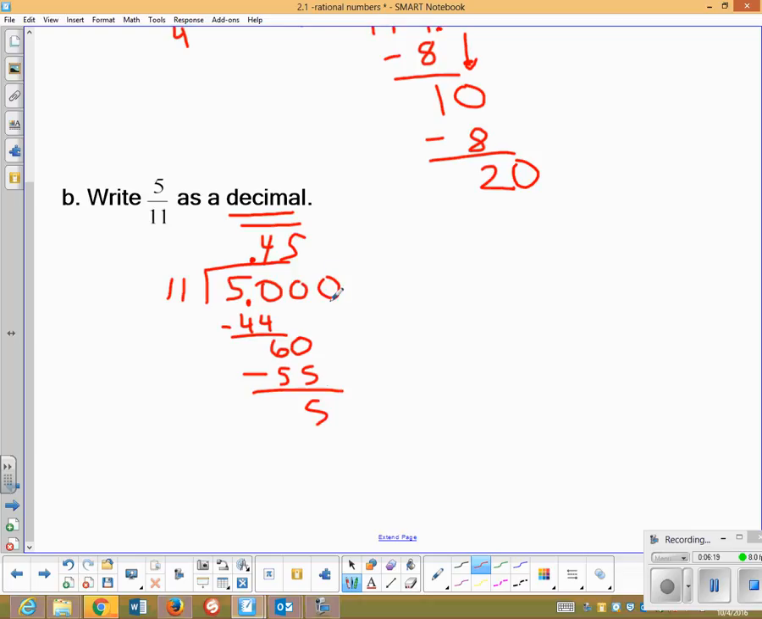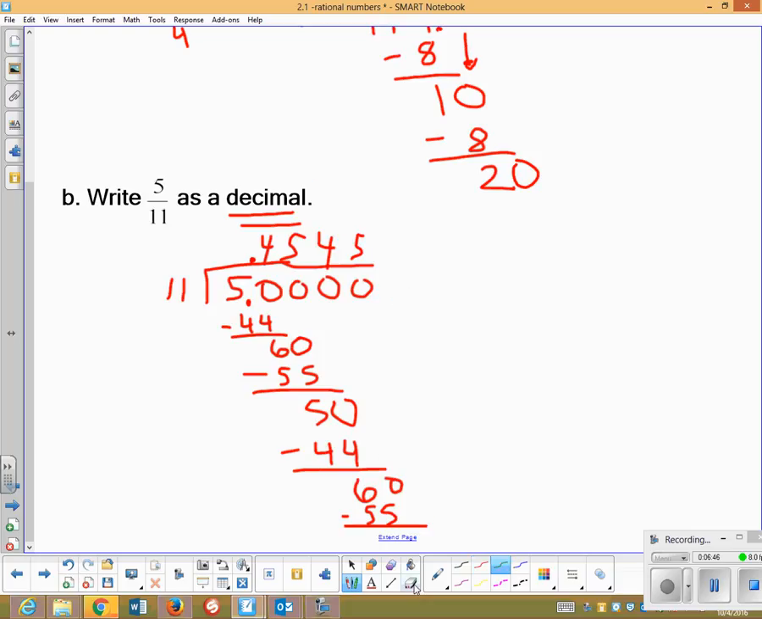Bring down another 0. 11 into 50 again will be closest to 4. So 11 times 4 is 44. And then 50 minus 44 is 6. Drop another 0. And then I notice 11 into 60 is going to be 5 again. And 11 times 5 is 55. Do you notice there's a repeating pattern? What keeps on being repeated? I notice that the 4 and the 5 keep on being repeated.